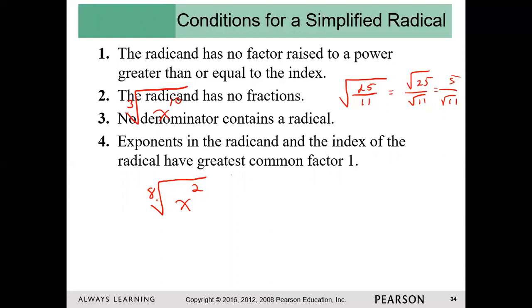So one of the things that you can think about is that if you wrote this in exponential form, this would be 2/8. And as soon as you learned fractions, you were taught that this is not simplified. You have to simplify this fraction. So this would become x to the 1/4 power. And now they have a greatest common factor of 1. So this would be the 4th root of just x to the 1st power.